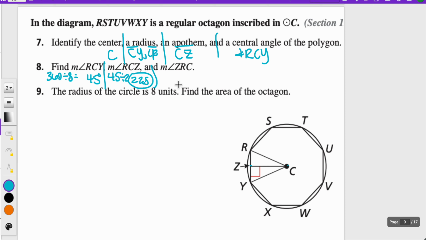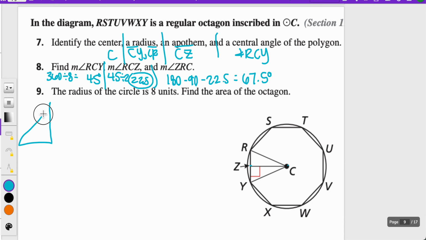And then the measurement of ZRC. ZRC is a triangle, so you're thinking about if I already have 90 and 22.5, I'm going to take 180 minus 90 minus 22.5, and I'm going to end up with 67.5 for ZRC. Next up, the radius of the circle is 8 units. Find the area of the octagon, okay?